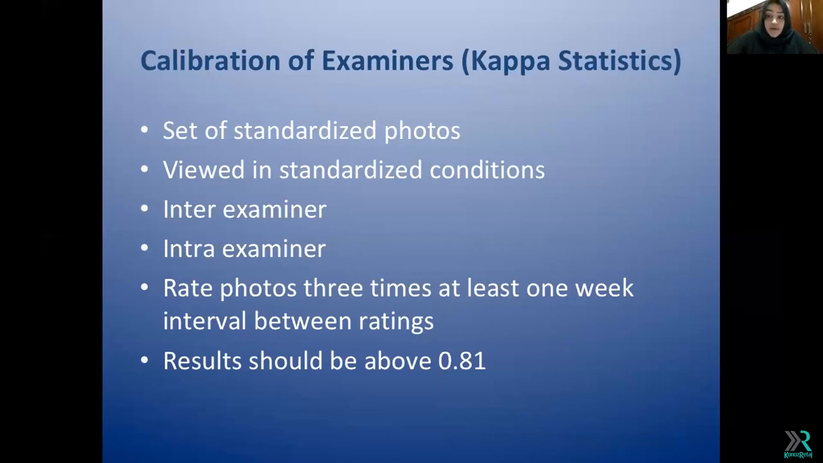Regarding the calibration of examiners, which is very important, they suggested a set of standardized photos to be viewed in standardized conditions, meaning the same lighting and the same brightness of the computer, and to read the photos at least 3 times with a one-week interval between them. Repeat the examination for the same examiner to have intra-examiner reliability, and for different examiners to have inter-examiner calibration. The scores should be entered in a digital system and should be above 0.81.